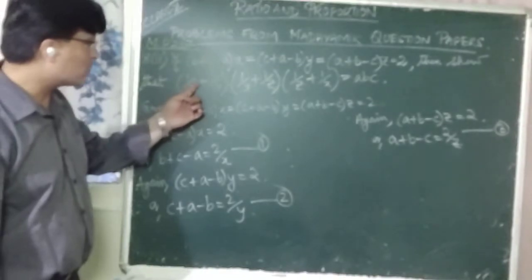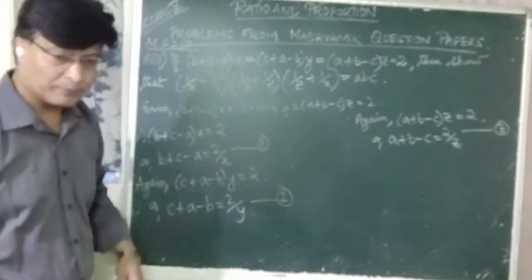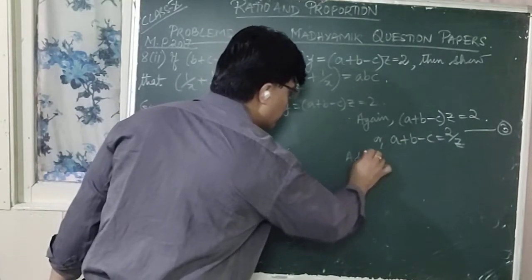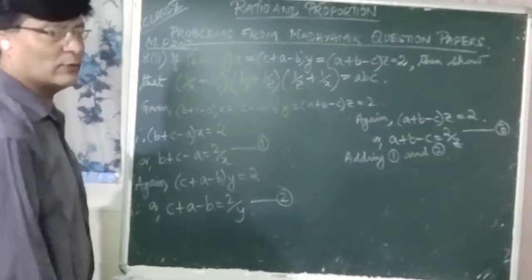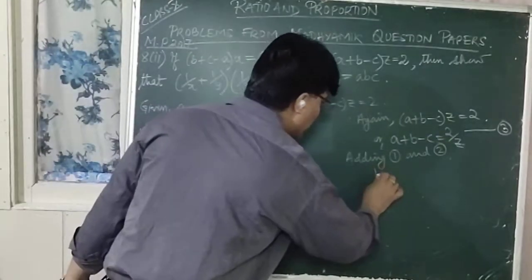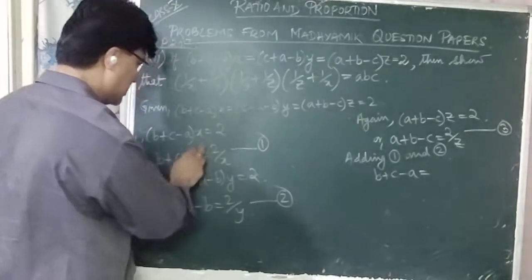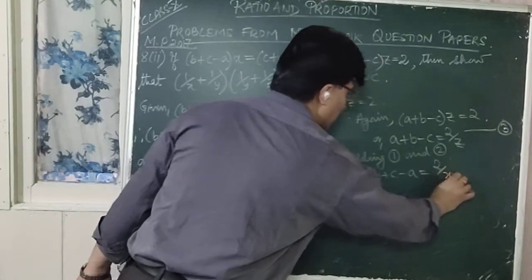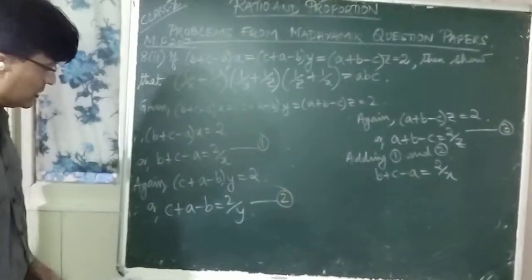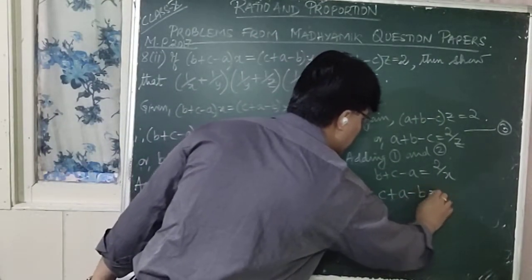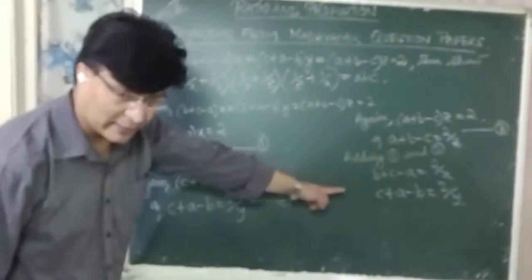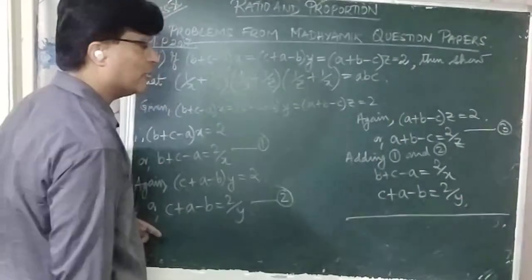Is that clear? Now since you have to get the value for 1 upon x plus 1 upon y, add 1 and 2. So what do we get? Adding 1 and 2. Number 1: b plus c minus a is equal to 2 by x, right? Next, from number 2, c plus a minus b is equal to 2 by y. It is written there. So add them. So what do we get after adding?